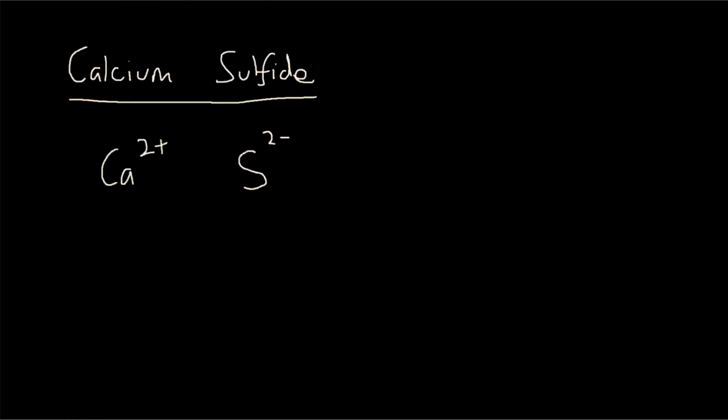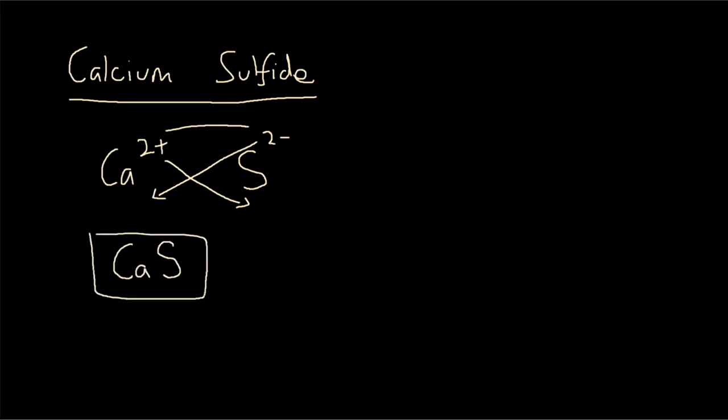Now, from what I told you in the previous example, you might think to move this 2 down here and this 2 down here. But in the case that these two are of equal number, you actually don't want to transfer anything and just leave it as the 2 elements. So this will be your formula, CaS, because these 2 numbers cancel each other out. It's just going to be with 1 and 1.